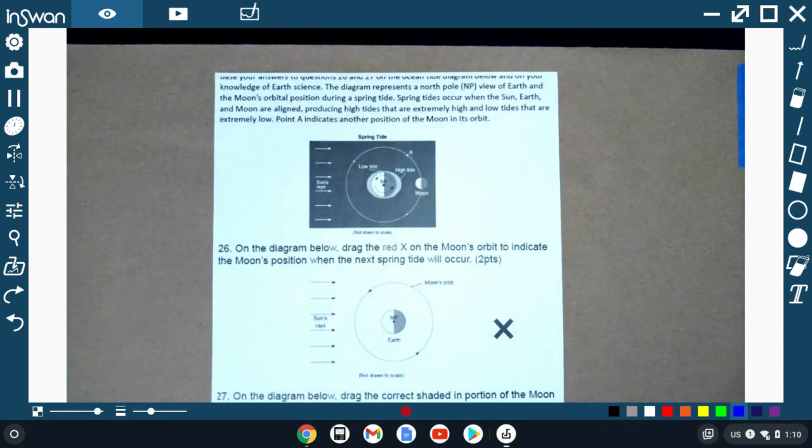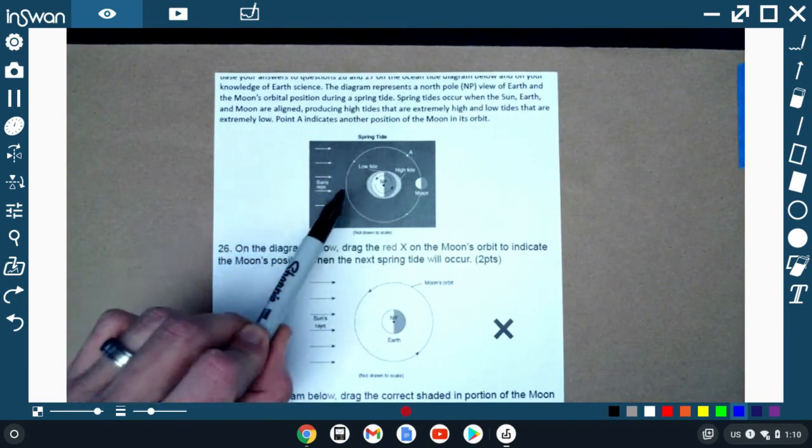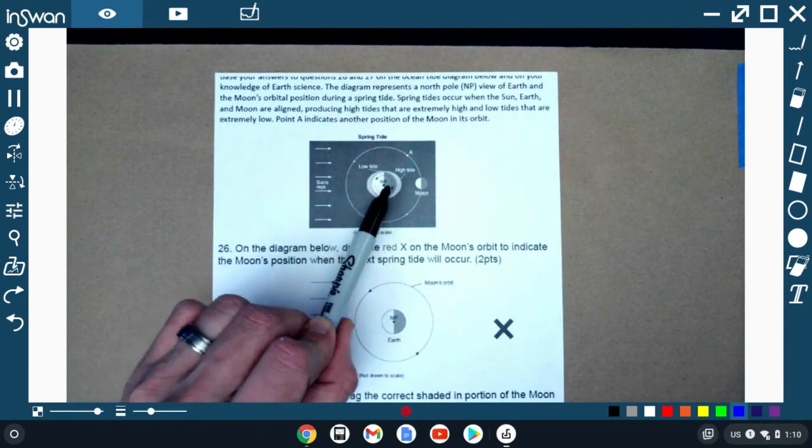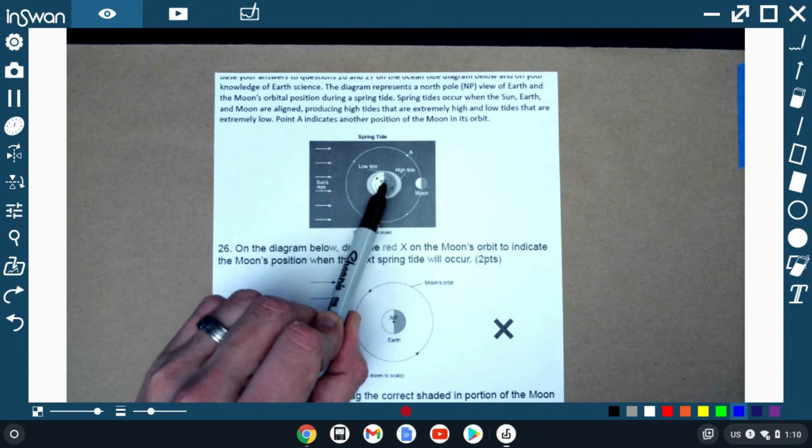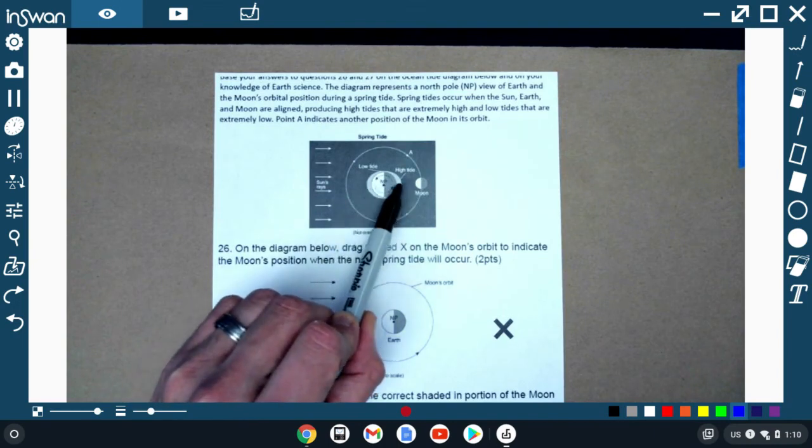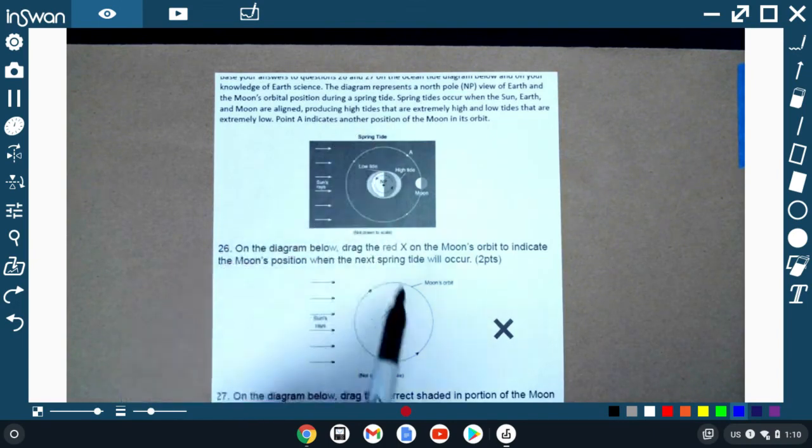And here's the position of the moon. We also have position A. And from this diagram, we can also see that the high tides are located on either side of the Earth in this orientation, and this is called a spring tide. Now, please remember, this is not drawn to scale.